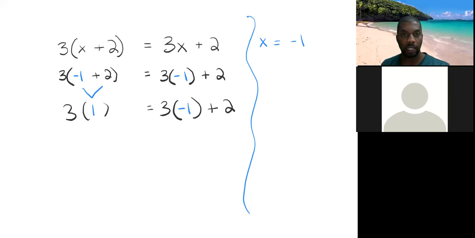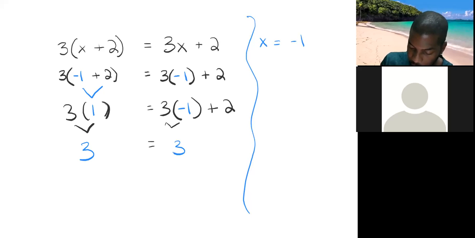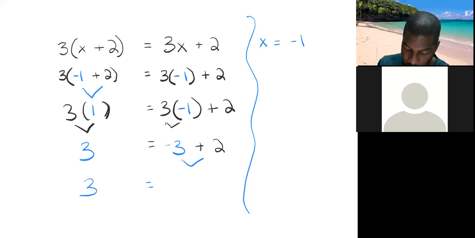All right, now I use exponents. There are no exponents. There is multiplication. 3 times 1 is 3. 3 times -1 is -3. Drop the plus 2. All right, I don't have anything left to do on this side, so this is still just 3. But over here, I have -3 plus 2. -3 plus 2 is -1. Does 3 equal -1? No, it does not.